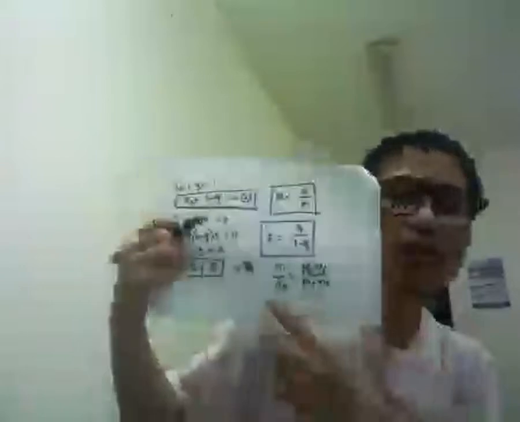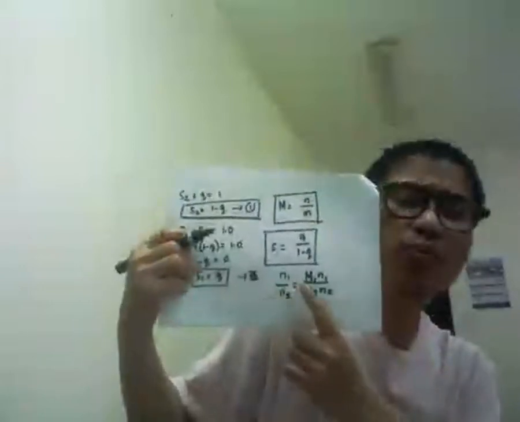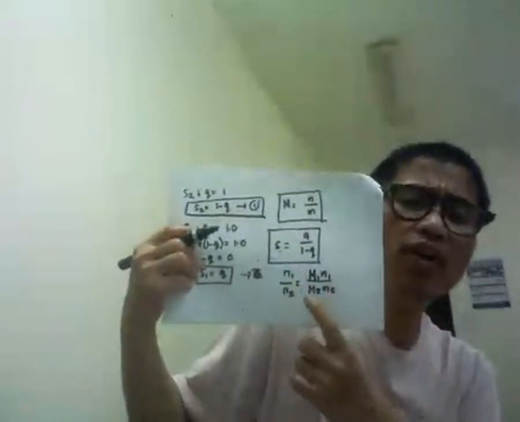Okay, the number of moles of liquid 1 over the number of moles of liquid 2. So we have N1 over N2. Get the point? And then what is it? Molar mass, M1 and M2, right? So we also have an equation: N1 over N2 is equal to molecular weight 1 times the mass 1 over the molecular weight 2 times the mass 2.